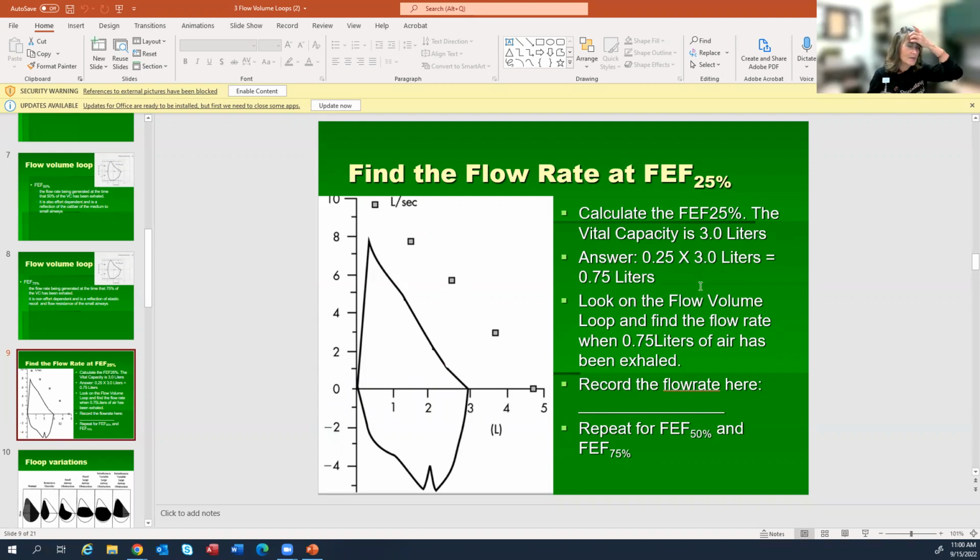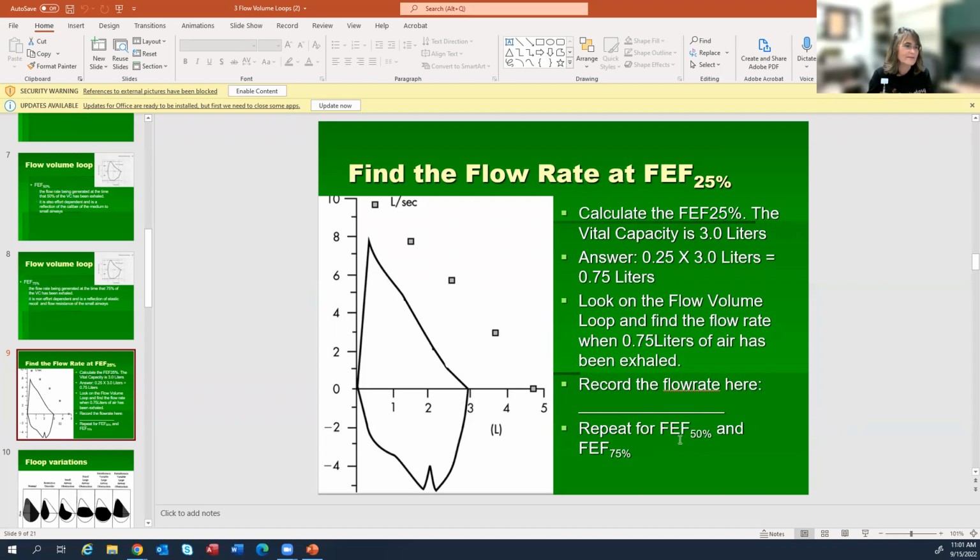0.75 liters. Then we take that number and come over here and look for the point on the x-axis. That's 0.75 liters. And then we draw a straight line up. And everybody knows Yvonne can't draw a straight line up. And we see that the flow at that point in time was about 6 liters per second. So that's our answer.